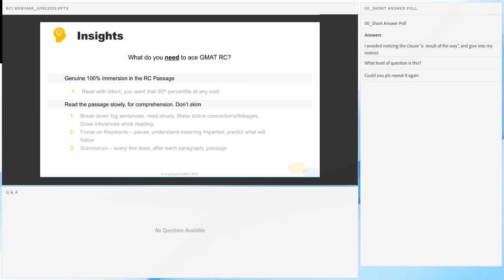Okay, so what did you learn from this exercise? We've been together for about 2 hours and 20 minutes. What have you learned when it comes to what it takes to ace GMAT RC? What are your takeaways? What are you going to do to improve?